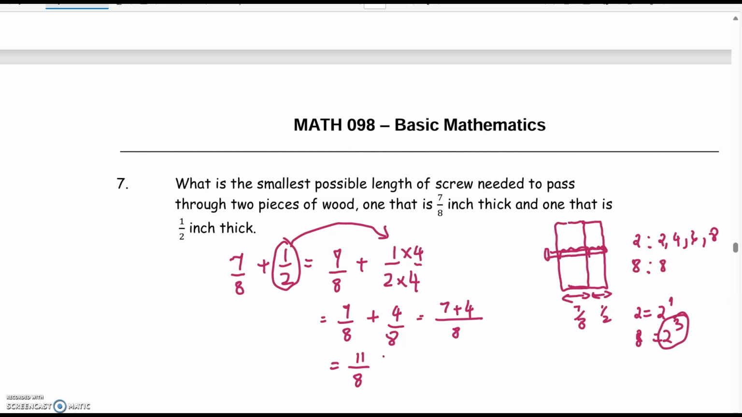So the length of the screw has to be 11/8. So let's do the work on this side. If we had to convert it, we would divide the 11 by 8. 8 times 1 is 8, remainder of 3. So this would be 1 3/8 inch. That's what it's equal to.